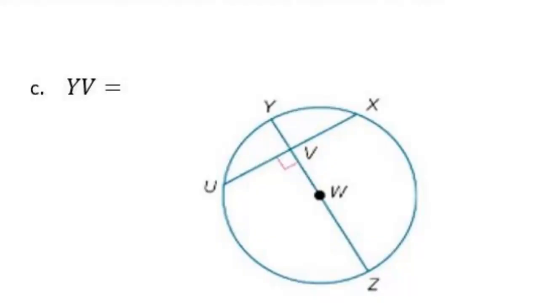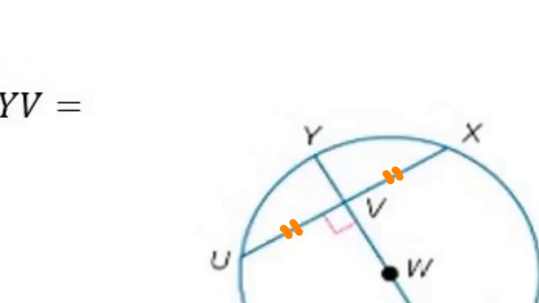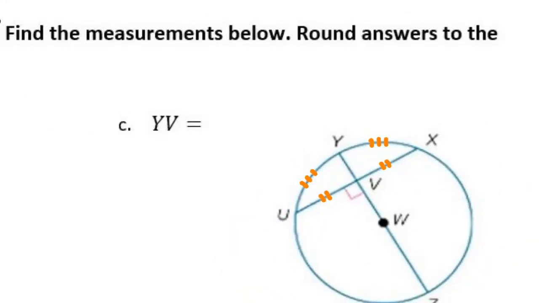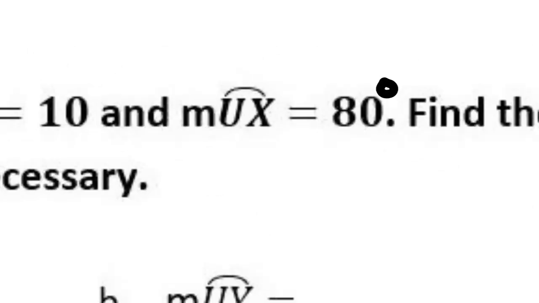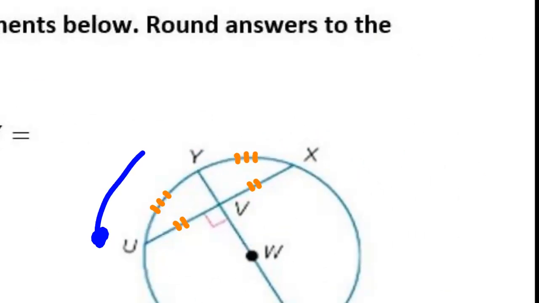So because of that right angle symbol, I know that UV and VX are the same size. I know that arc UY and arc YX are the same size. Again, all of that is coming from that right angle mark right there. And now looking at the information that they've given me to work with, it says arc UX is 80 degrees. So from here over to here is 80.